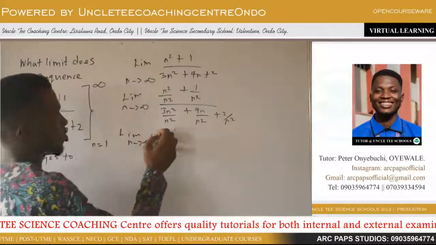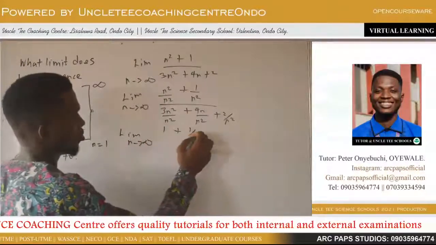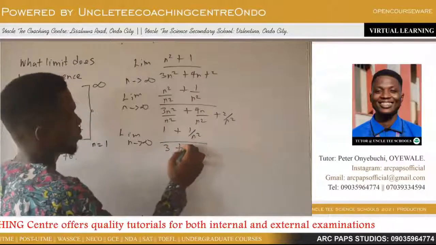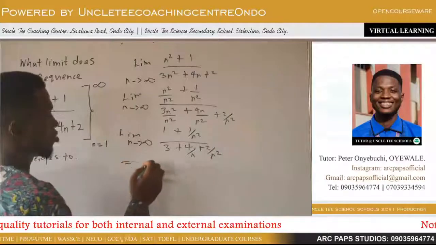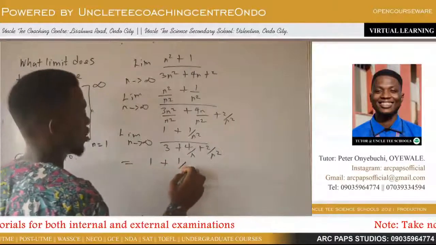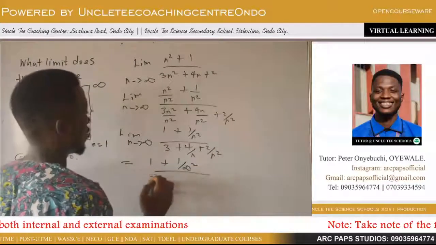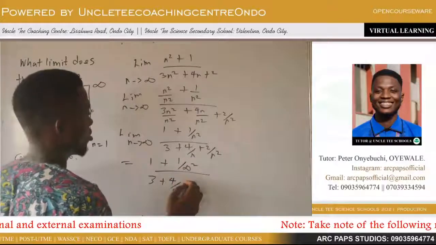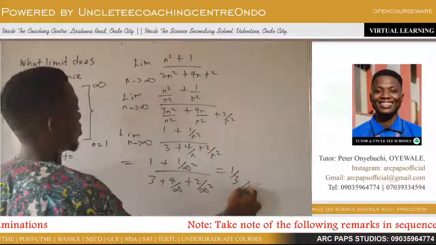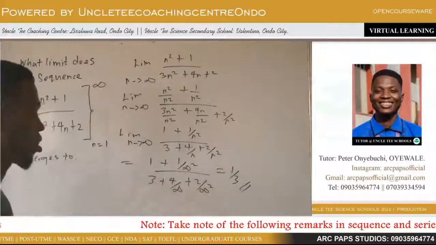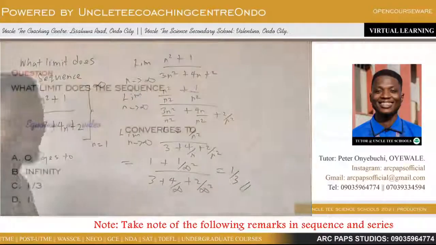The limit as n tends to infinity is 1 plus 1 over n squared, over 3 plus 4 over n plus 2 over n squared. Now, we are going to substitute our n as infinity. That will give us 1 plus 1 over infinity squared, over 3 plus 4 over infinity plus 2 over infinity squared. When you divide through by infinity, you get 0. So that is why it is 1 plus 0, which is 1, over 3 plus 0, which is 3.